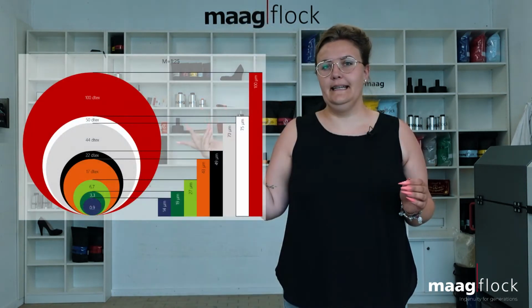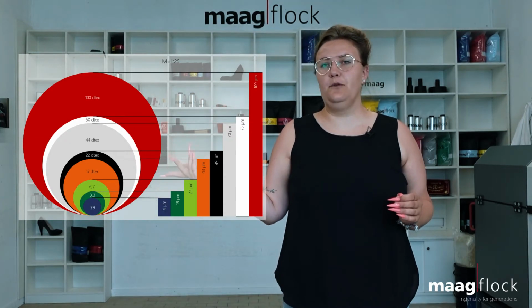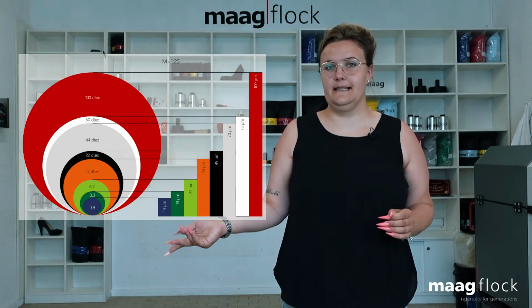What are the characteristics of flock fibers? Flock is specified by fiber type, fiber length, fiber thickness and color. The fiber thickness is specified in the unit dtex. Dtex stands for the weight of the fiber at a length of 10,000 meters. That means 1 dtex stands for 1 gram per 10,000 meters. In this graphic you can see the comparison on a scale of 1 to 25 of the different dtex sizes.